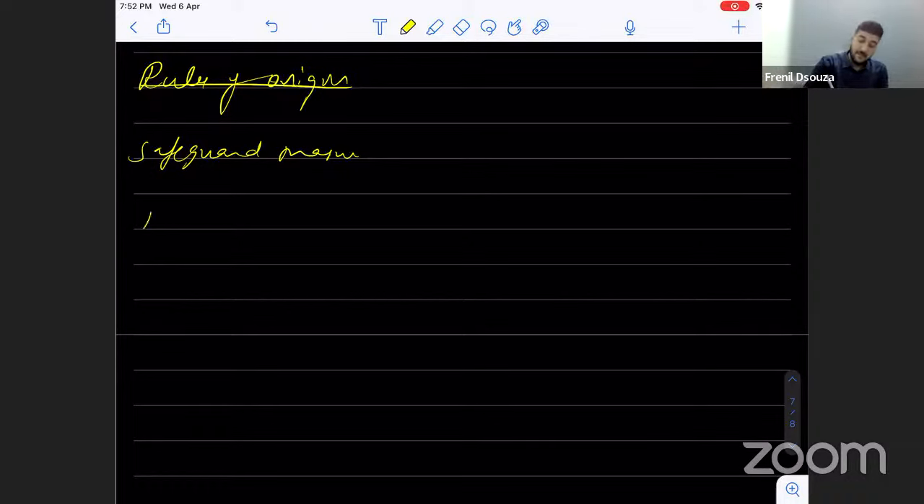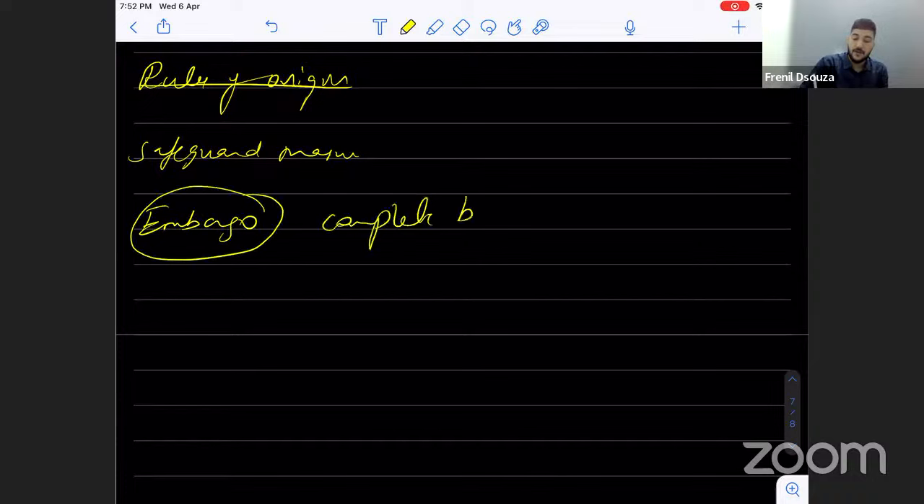And then there is embargo. Embargo is nothing but a complete ban on certain products which are considered dangerous for the society. Government will come up with a notification from time to time on what product they want to put embargo on and what product they don't want to put embargo on. Now, these are all the non-technical measures.